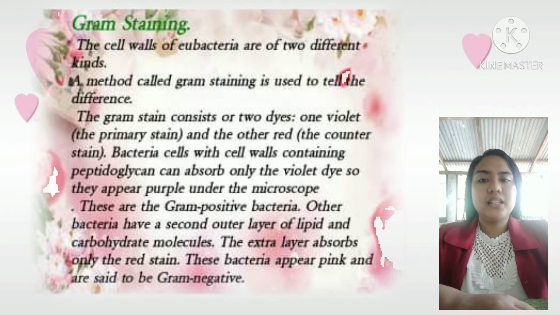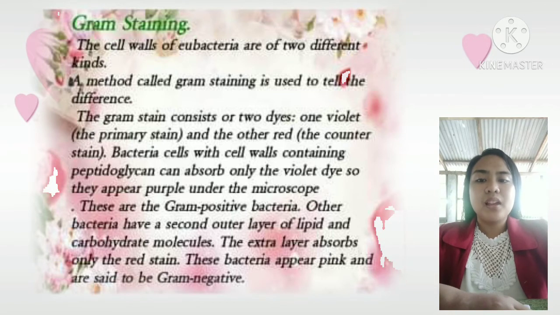Gram staining. The cell walls of eubacteria are of two different kinds. A method called gram staining is used to tell the difference. So, may pagkakaiba sila. The gram staining consists of two dyes. One violet, the primary stain. Yung violet is tinatawag nating primary stain. And the other red, the counter stain. Yung isang red naman ay tinatawag na counter stain.